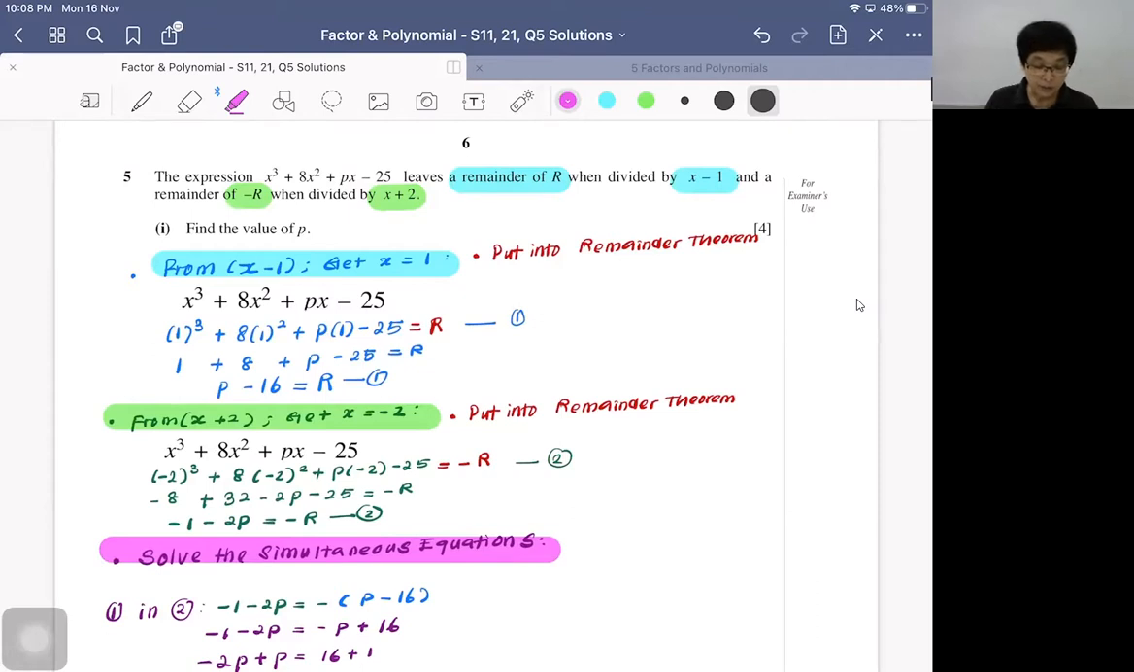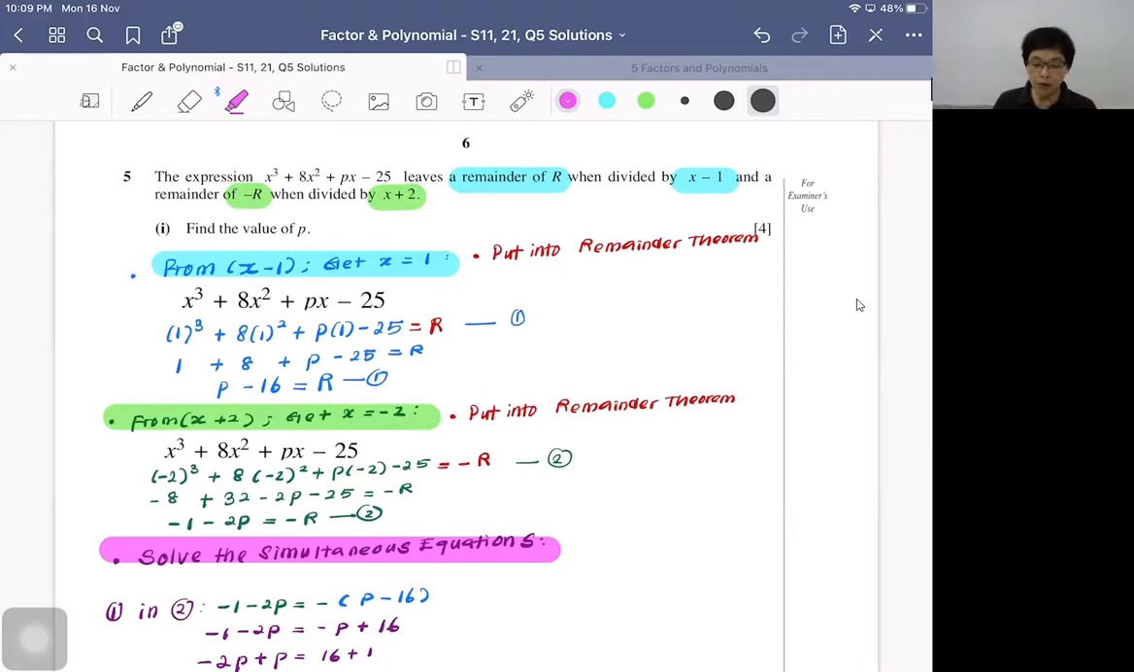Let's read the question. The expression x cubed plus 8x squared plus px minus 25 leaves a remainder of r when divided by x minus 1 and a remainder of negative r when divided by x plus 2. Part 1, find the value of p.